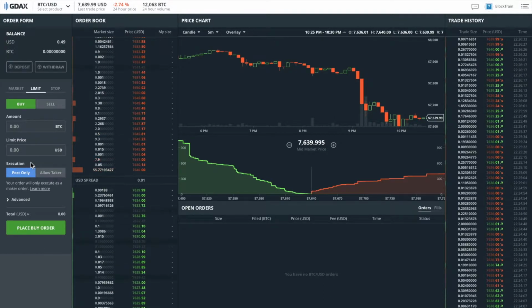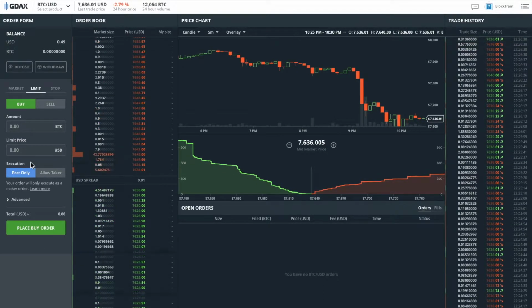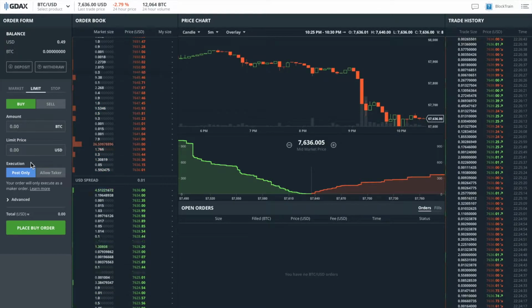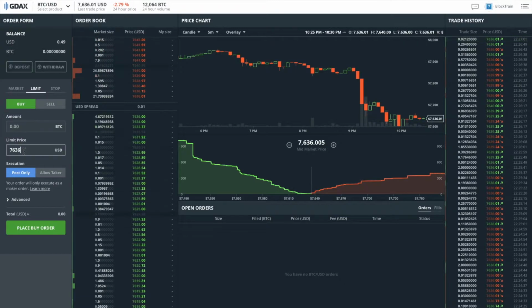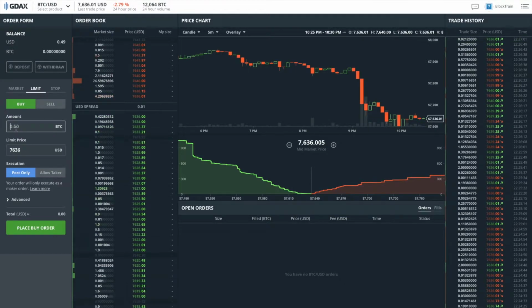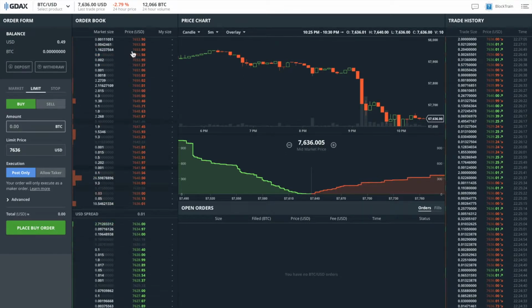So when you're buying Bitcoin, I'm just assuming you want to buy Bitcoin at the price that it is for no fees. So you'll want to see this green spread on the left right here, find the highest number, and put that right here as your limit price, 7636. Once you have established this is the price you want to buy at, it has to be amongst this green number. It cannot be any of these red numbers or it won't work.